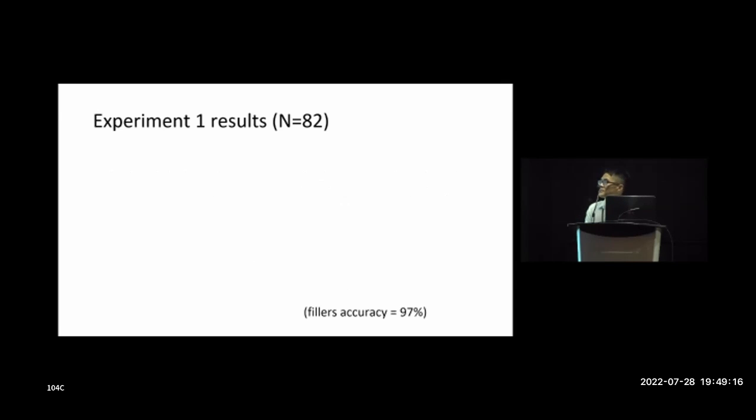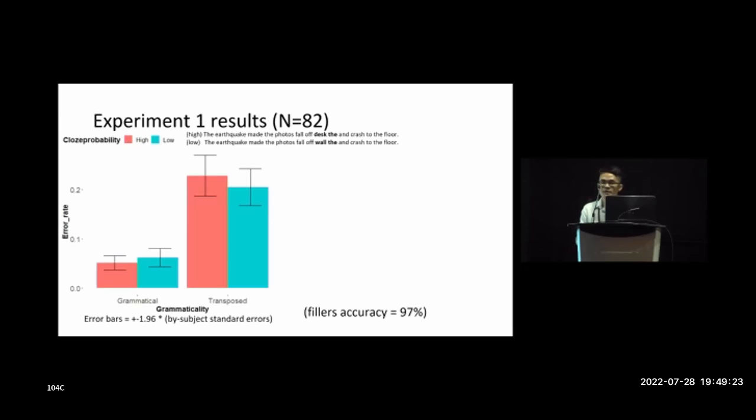So here are the results for experiment 1. First, participants answered the comprehension questions for the fillers very accurately. And here are the rates of failure to detect transposition in the high and low conditions. The error rates for the grammatical conditions reflect false alarms, which are very low. Critically, the generalized linear mixed effect model showed that we failed to find a difference between the high and low conditions. This suggests that readers are not fully rational decoders who utilize all information available to them.